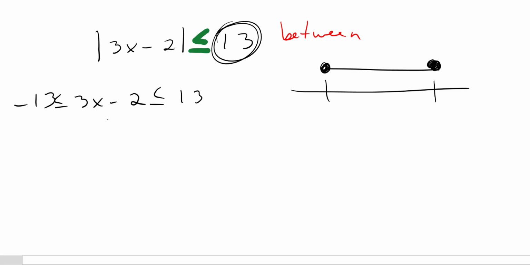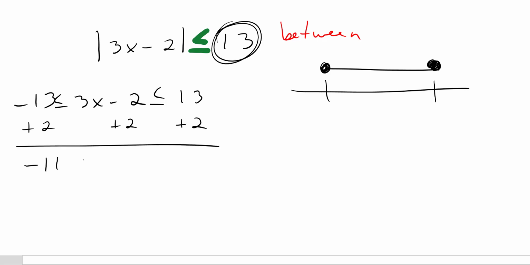And so what we're going to do now, if you guys remember, is add 2 to all sides to solve for that middle. And we get negative 11 less than or equal to 3x less than or equal to 15. Okay, and then we're going to solve for x. I'm going to divide everything by 3.